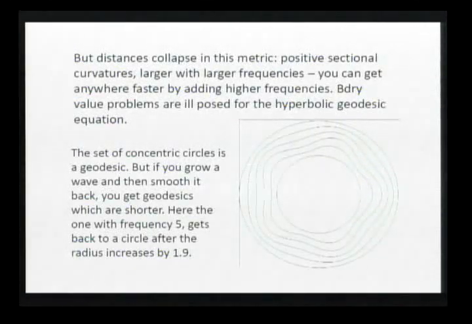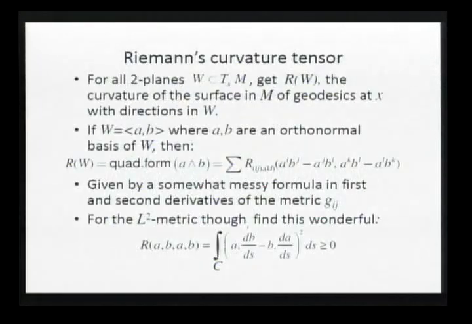Here are the conjugate points. So, okay, the point is, we'll see in the next slide, positive sectional curvatures, and they get larger and larger with higher frequencies. So you can always get faster by adding higher frequencies. Now the set of concentric circles is, for symmetry reasons, a geodesic, and it is. But I can actually go from this one to this one, where the radius will increase by a factor of 1.9, and have a little pentagonal perturbation, and then that will come back to the circle again. So that's actually a geodesic, and it's showing you that there are two geodesics from here to here. So it's a conjugate point. So it's kind of pretty. You can really get your hands on these things.